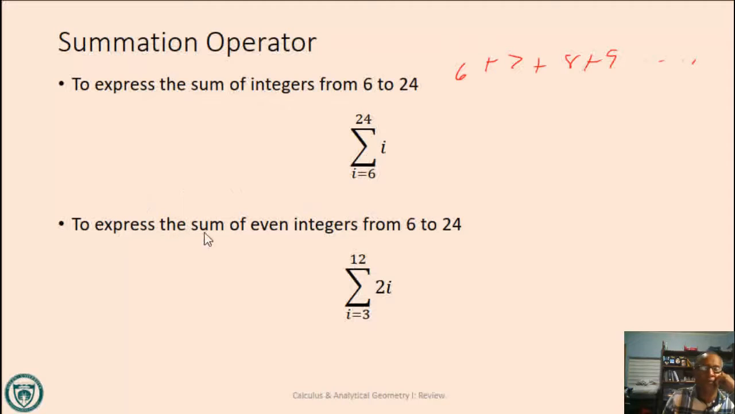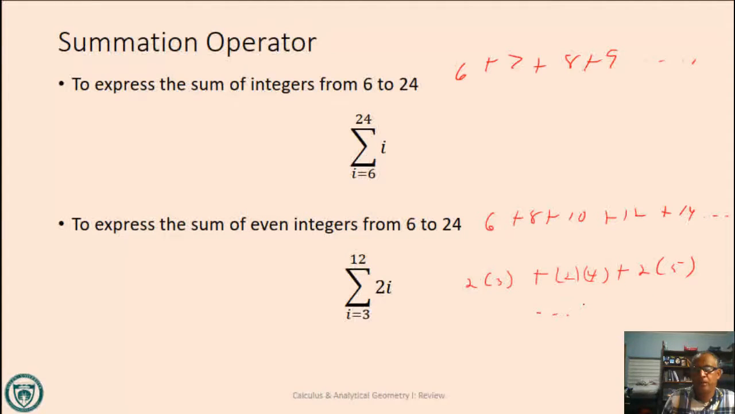Let's suppose you want to express the sum of even integers from 6 to 24. Again, you would not want to go 6 plus 8 plus 10 plus 12 plus 14, right? And so one way to do this would be to say 2i from i equals 3 to 12. Notice 2i initially is going to be what? Well, 2 times 3, and then it's going to be 2 times 4, and then it's going to be 2 times 5, all the way up until 2 times 12. And so that would give us 6 plus 8 plus 10 all the way up to 24.